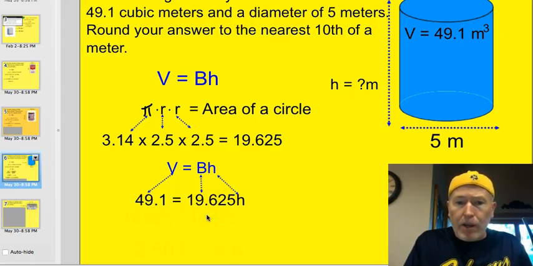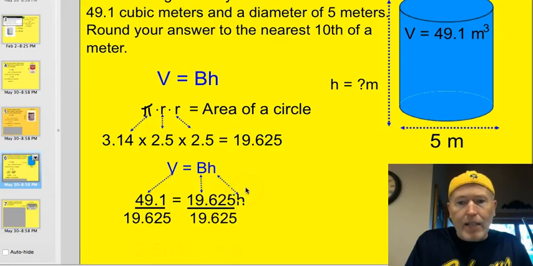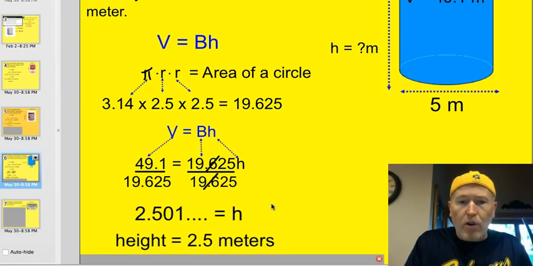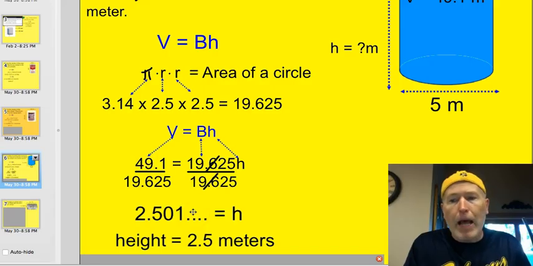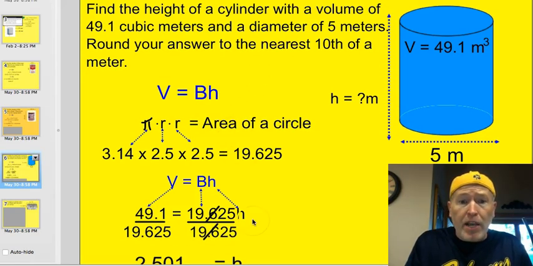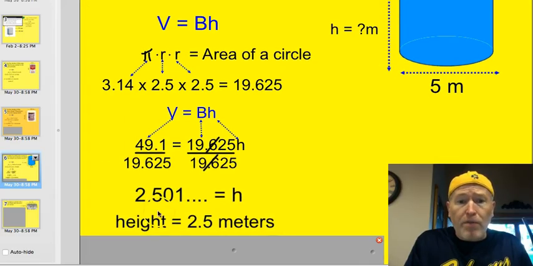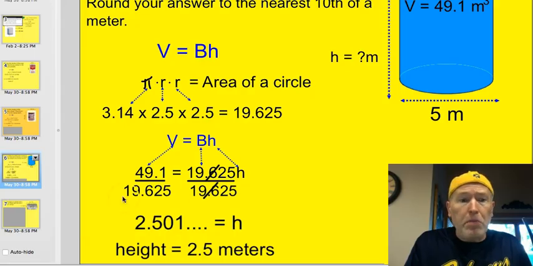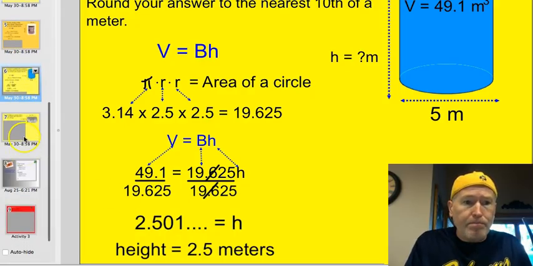Well, we've got ourselves a little one-step multiplication equation here. So how are we going to get rid of the multiplication? We'll divide by 19.625. That'll help us isolate the variable h. So these guys are going to, of course, cross out. 49.1 divided by 19.625 is 2.501, and so on. But really, we're rounding to the nearest tenth, so it's 2.5 meters. The height is 2.5 meters. Okie dokie? Let's have you try one like that.